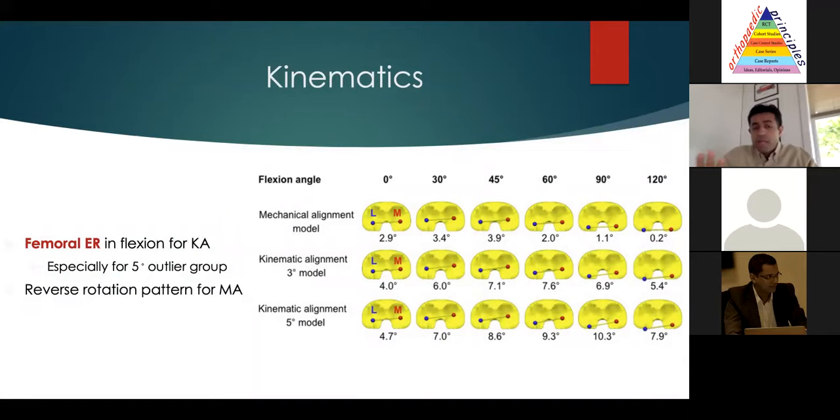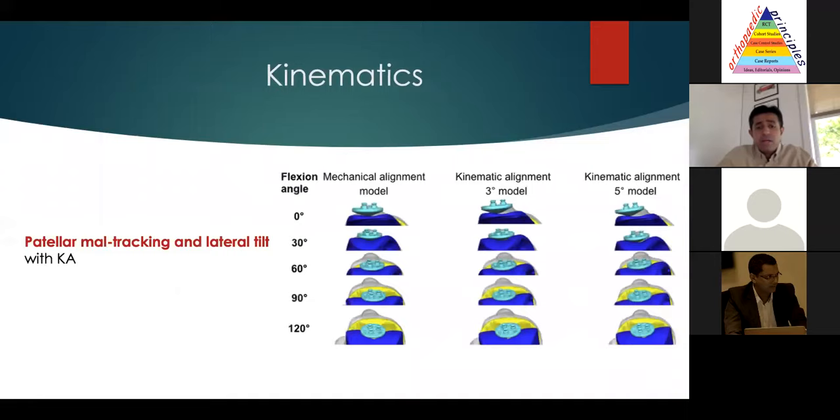So in flexion, usually we say that there is more lateral femoral rotation or translation compared to the medial side. And you see that in a kinematic knee. So that's a good thing. But there is also more patella maltracking and lateral tilt with a kinematically aligned knee.